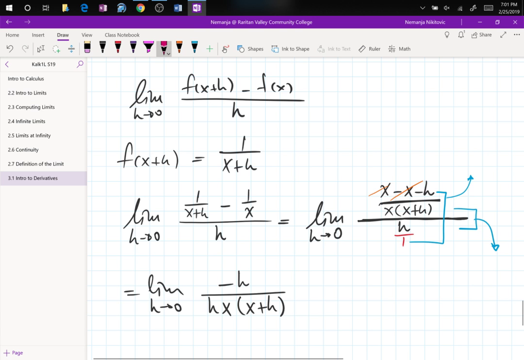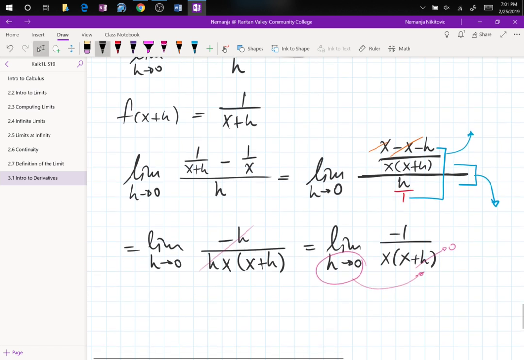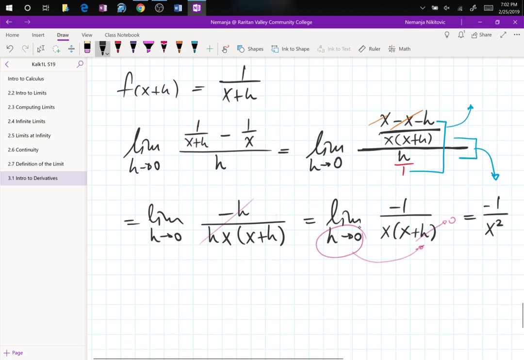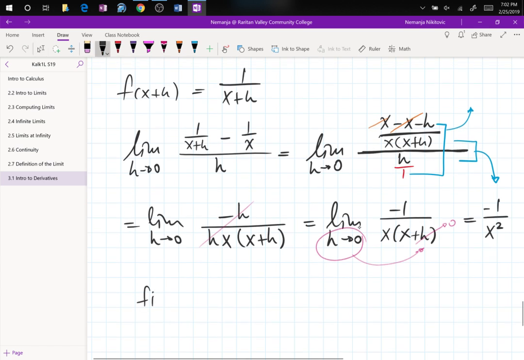Now this h drops, leaving negative 1 on top. So I have limit h goes to 0, negative 1 over x plus h. The h goes to 0, right? And all you're left with is negative 1 divided by x times x, which is x squared. And there it is.